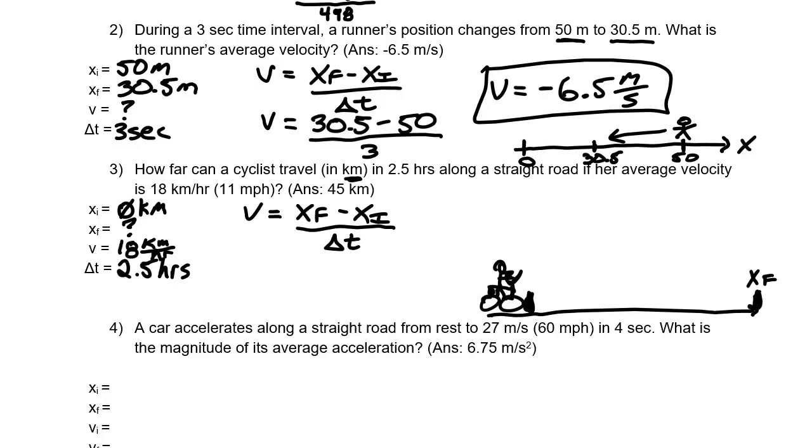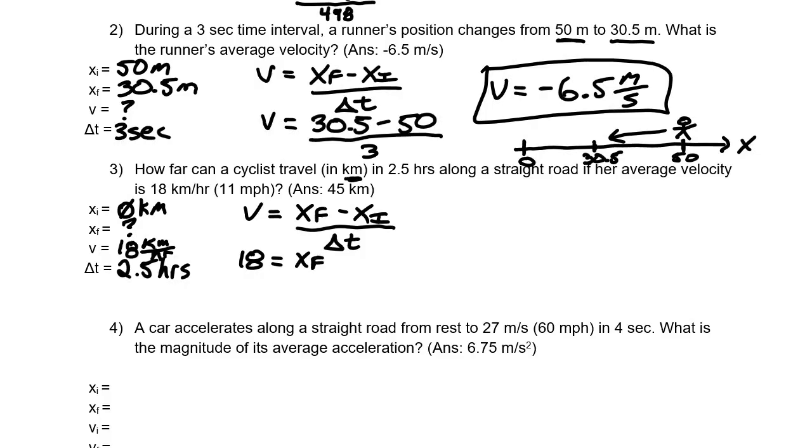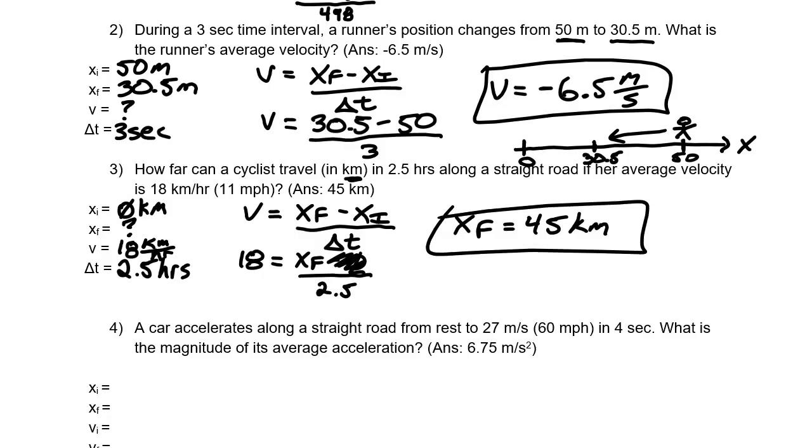So we just simply plug this in. What do we have here? We have our 18, that's our average velocity, our final position, that's what we're trying to find, minus our initial position, which is 0, divided by 2.5. The subtraction of 0 doesn't provide any value. Being that we have a division by 2.5, we multiply both sides of the equation by 2.5, and we get our final position of 45 kilometers. And that's the final answer for that one.